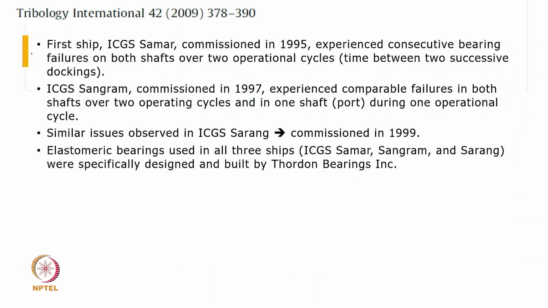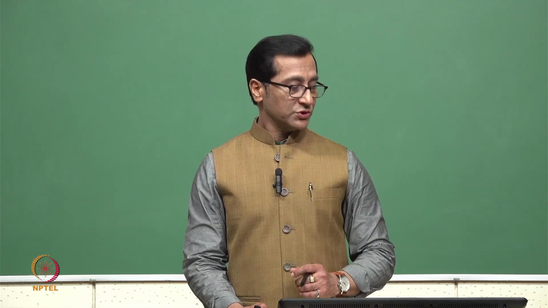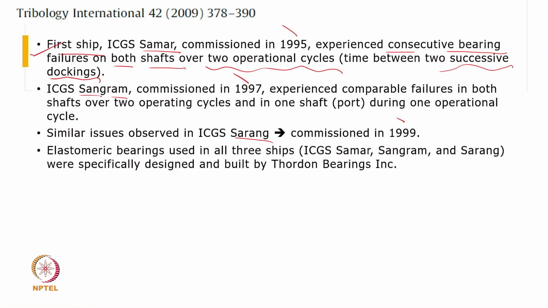Now we analyzed three ships. The first ship is Samar, the second Sangram, the third one Sarang. The first ship was commissioned in 1995, the second ship in 1997, the third ship in 1999. But failures are more or less the same. They experienced consecutive bearing failures on both shafts over two operational cycles. I am using the word two operational cycles, that means the time between two successive dockings. So it has gone and come back, and gone and come back again, and after that the bearings were supposed to be changed. The same thing happened in Sangram also.